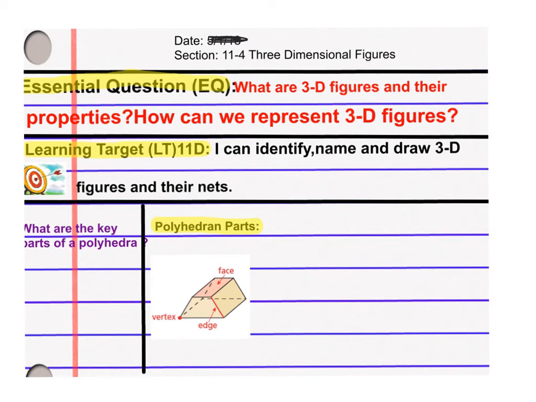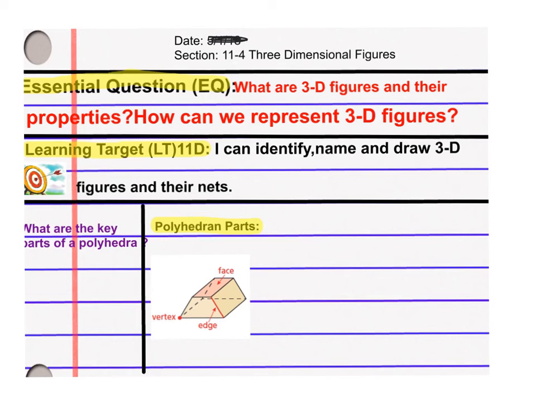This is our 11-4 video, three-dimensional figures. And some people might really like this section, especially if you're kind of artistic and visual. Some people, it's not their favorite. It's a little bit different than some of the other sections that we do. But it's good. It exercises the visual part of your brain, which for me is challenging, but is also good. Gives me a chance to grow.